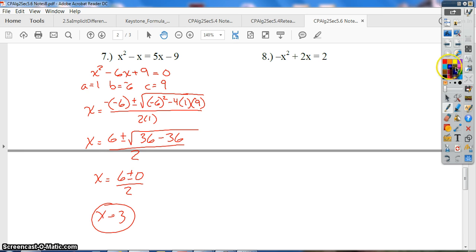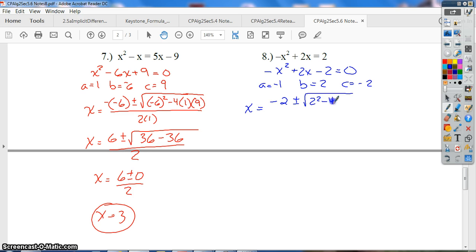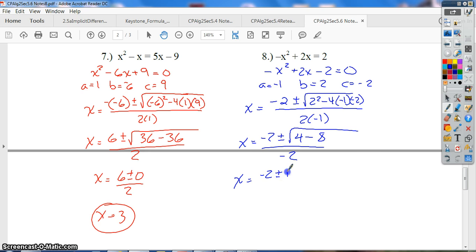Alright, set this guy equal to 0. I get negative x squared plus 2x minus 2. a is negative 1. b is equal to 2. c is equal to negative 2. So here we go. Negative b, which is negative 2, plus or minus the square root of 2 squared minus 4 times negative 1 times negative 2, all over 2 times negative 1. So, got negative 2 plus or minus the square root of 4. 3 negatives will be negative. 4 times 1 times 2 is 8. This will be negative 4. So it looks like we have negative 2 plus or minus the square root of negative 4 over negative 2.